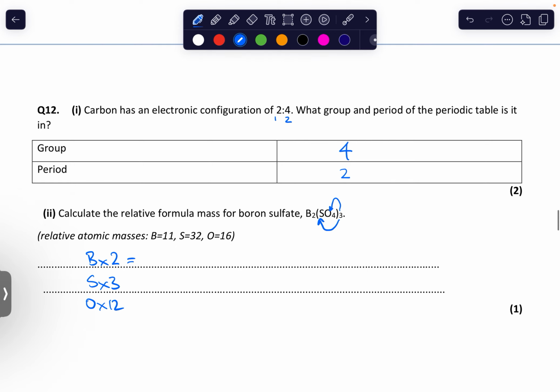So boron is 11, and then there's 2 of them. Sulfur is 32, and there's 3 of them. And oxygen is 16, and there is 12 of them. So that's going to be 22. That's going to be 96. 16 times 12 is 192. And then to get the total mass, add them all up. So 192 plus 96 plus 22 is 310 as a final answer.